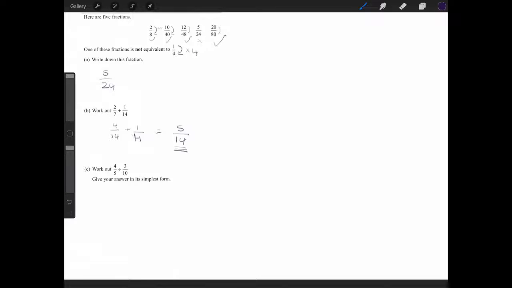Finally, we've got 4/5 divided by 3/10. Now, when you divide a fraction, what we're saying is, how many 3/10 make up 4/5, okay? Now, there's a way that we do this. You may have seen the KFC trick. The KFC trick is where we keep the first fraction, we flip the second fraction, which makes it 10/3, and we change the symbol to a multiply.